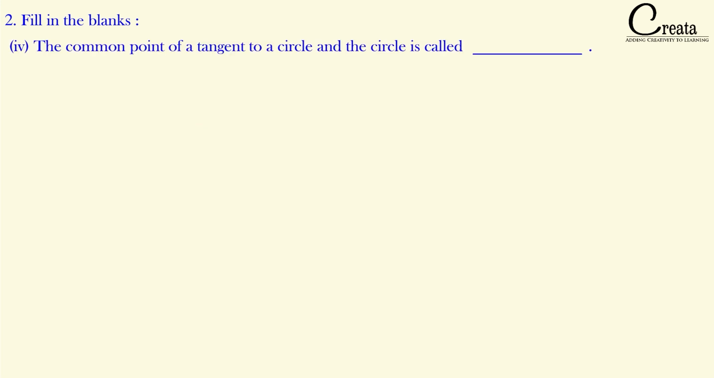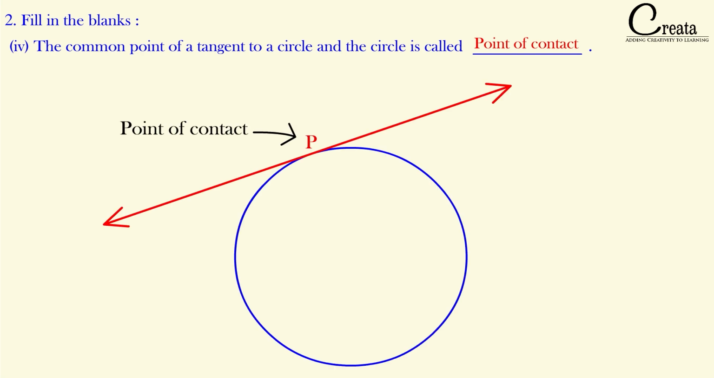Got it? Let's move to the fourth part. A common point of a tangent to a circle and the circle is called? The answer is point of contact. Point of contact is the point at which the tangent is touching the circle. So here this point is the point of contact and also the answer of the fourth part. So we have done all the 4 parts. We are done with question number 2.